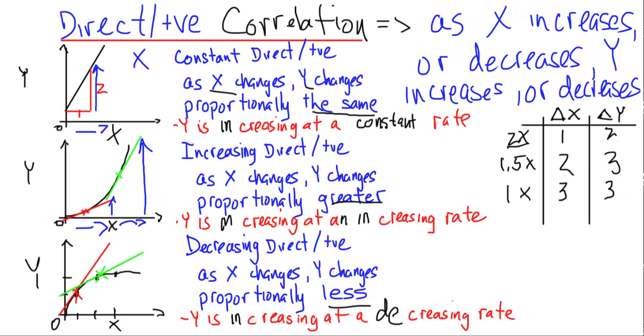And so with the decreasing direct correlation, as x increases, y increases, but it slows down. As opposed to an increasing direct correlation, as x increases, y increases, but at greater amounts, and a constant direct correlation where x increases, but y increases at a constant amount.